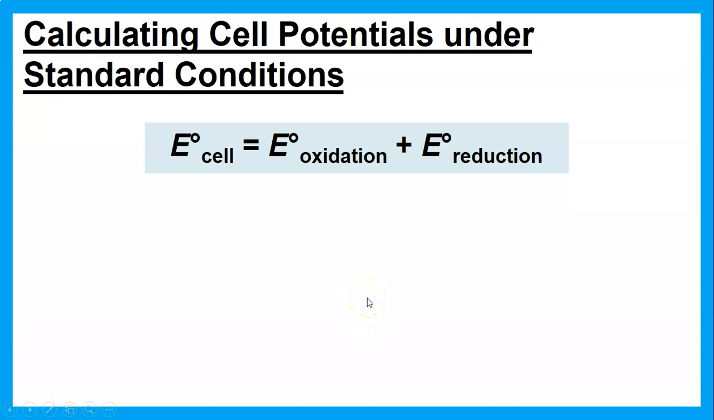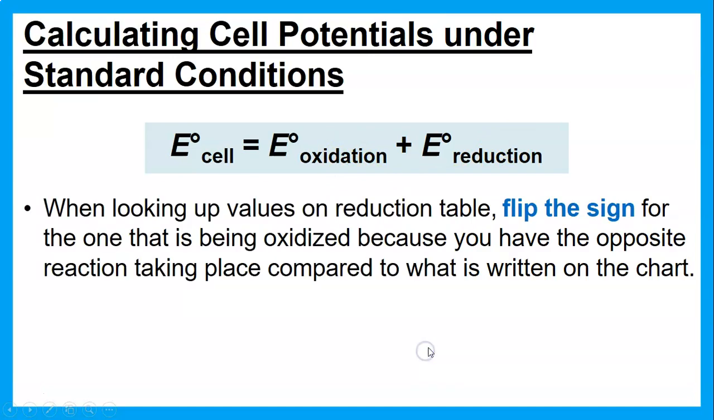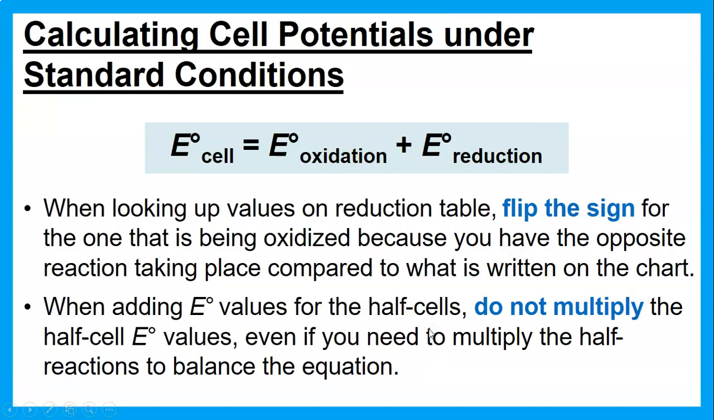That will allow me to calculate the cell potential. If I can get these two numbers from my chart and I understand which one needs to be flipped, then I can add those values together. And remember, we do not care to multiply them, right? We don't need that part. The flipping, yes. Direction, yes. Quantity, don't care about.